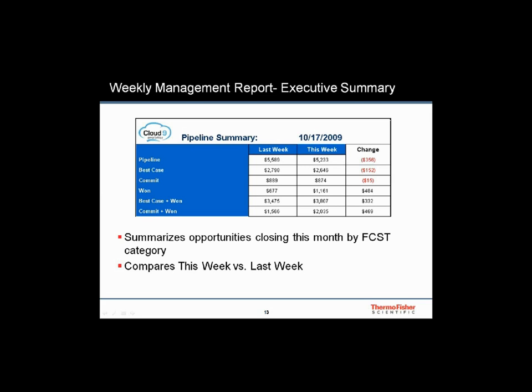So as you can see here, this is built on our forecast categories. Within Salesforce.com, for any Salesforce.com users out there, you're probably also using the forecast categories. So we segment the business in our executive summary based on forecast category. So we can look at pipeline, best case, commit, won, and then we combine a couple of categories, best case plus one, and then commit plus one. So, a number of different ways to slice the pipeline and look at the change this week versus last week.